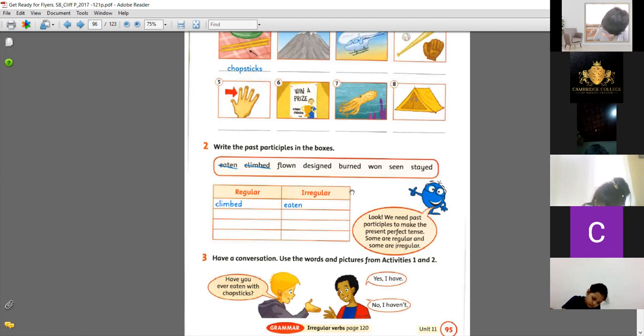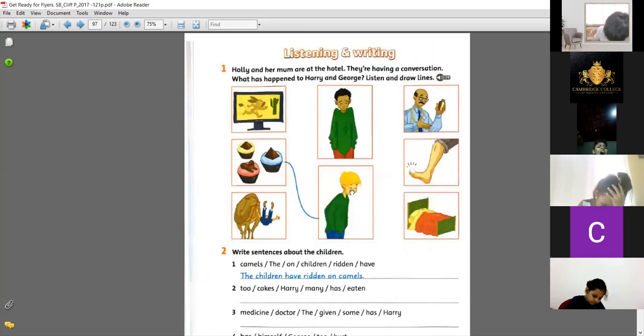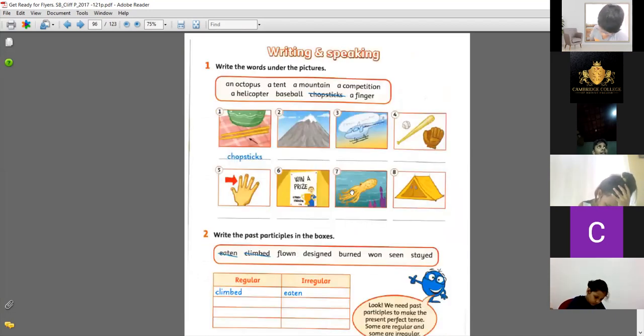Then irregulars are like this. Eaten. Flown. Born. And seen. Okay, good. Now you know what are the regular verbs and also irregular verbs. In regular verbs, we can add ed, but in irregular verbs, we cannot add those. You have to study those words at home. All right? Okay, next week we are going to continue from page number 95. Today I'm going to stop at page number 95, next week 96.